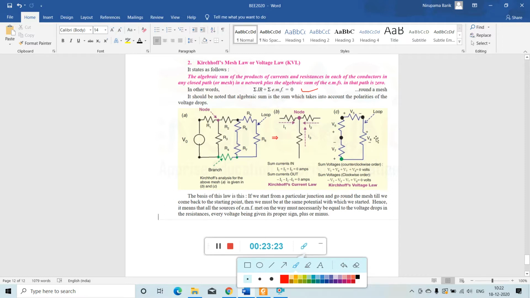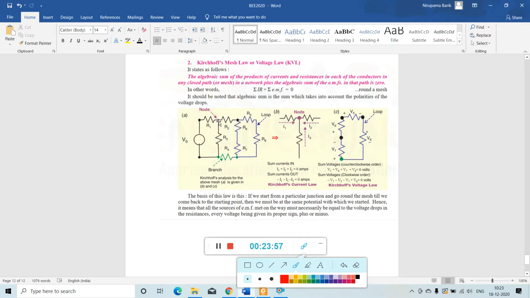Here 3 examples are given. First, in this circuit diagram, this part is a node. This is one branch, and this part is the loop. So how do you find Kirchhoff's voltage law here?